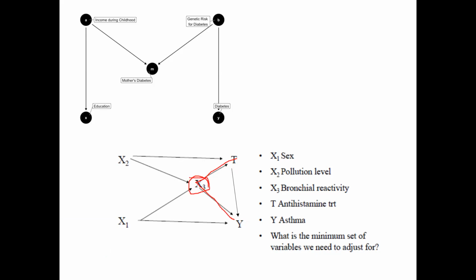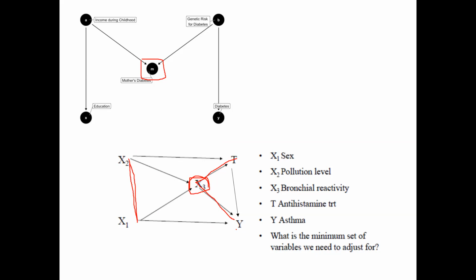And because I'm doing this, I'm opening a path, because X3 is a collider in T, X2, X3, X1, and Y, which is the M shape. By adjusting on X3, it's as if I adjusted on this variable, so it will open a path here. It doesn't matter the direction. We would create a fake association between X2 and X1. So I have an additional path, which is T, X2, X1, Y, that didn't exist before.